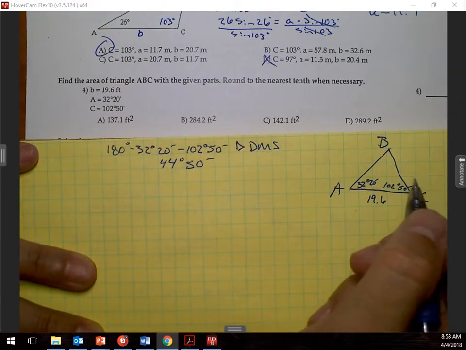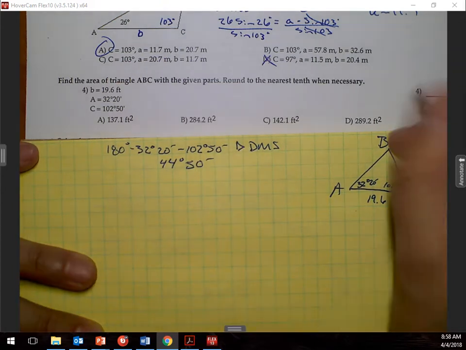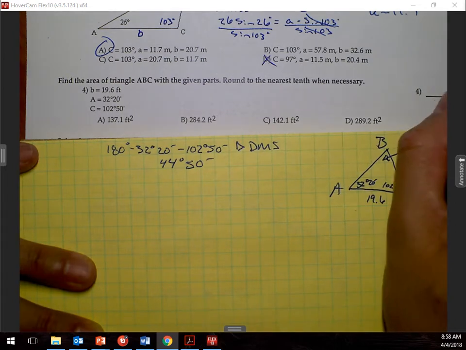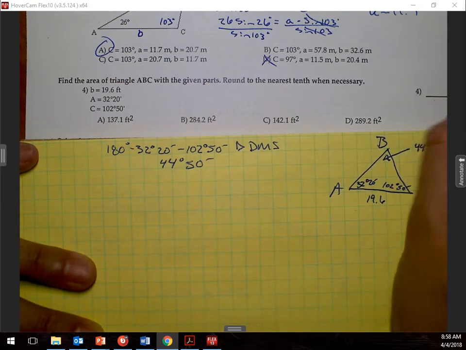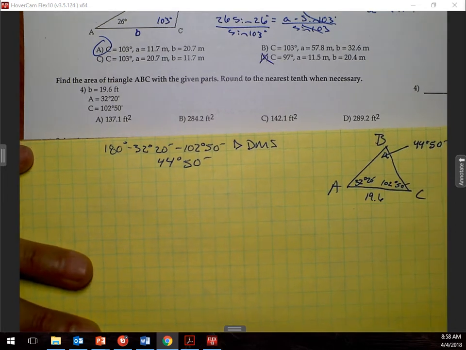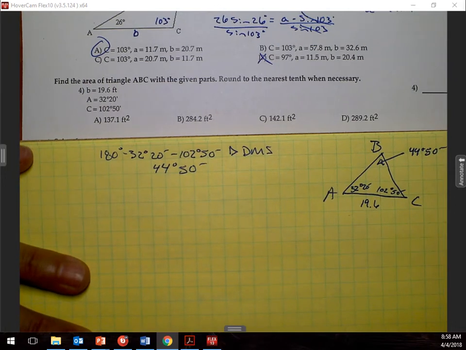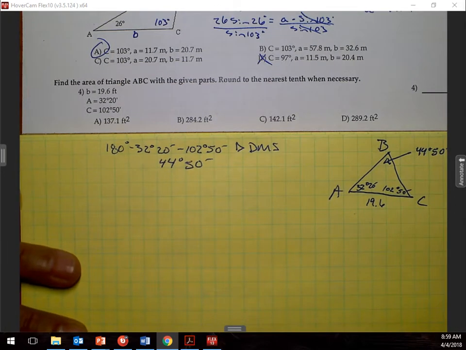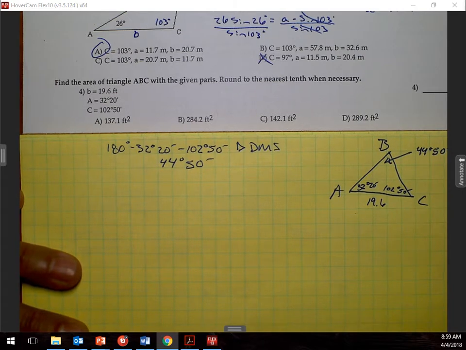44 degrees, 50 minutes. Is it Pacho? Yes. So I went ahead and already finished this problem, but I think because of how I rounded certain things, I got an answer close to one of the choices, but not exactly. I'll get to that. All right, so 44 degrees 50 minutes there.